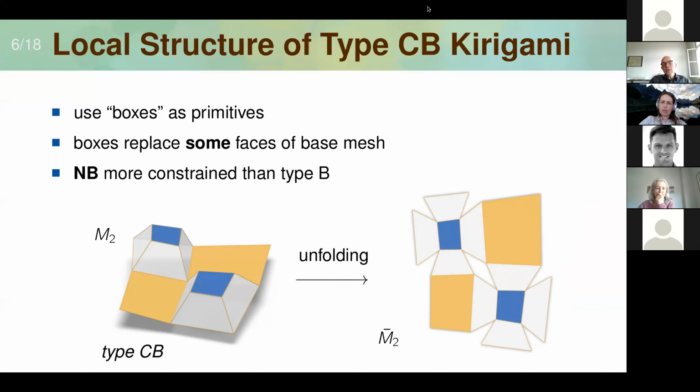When you count your degrees of freedom, you immediately see that this checkerboard box Kirigami has more constraints, but there are still a sufficient number of degrees of freedom compared to the number of constraints, so that you can be confident that by optimization you can compute such a Kirigami structure.